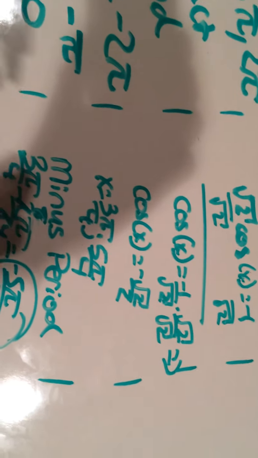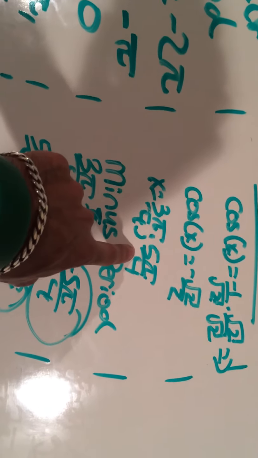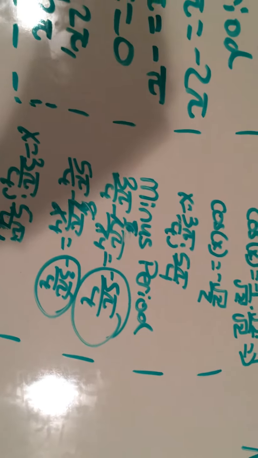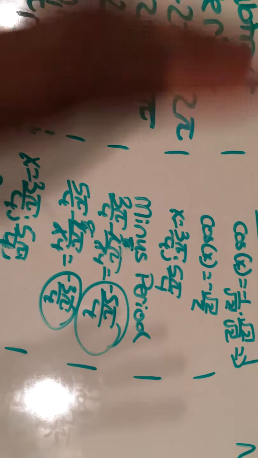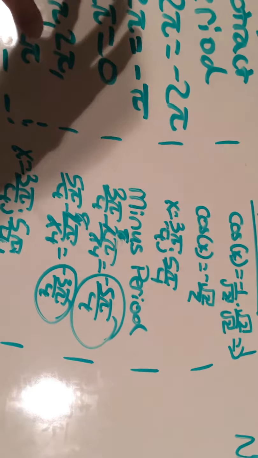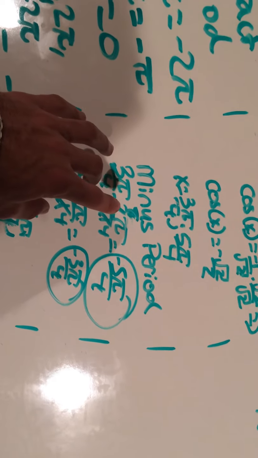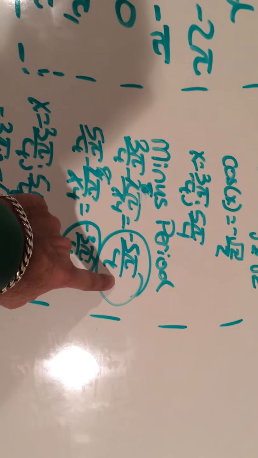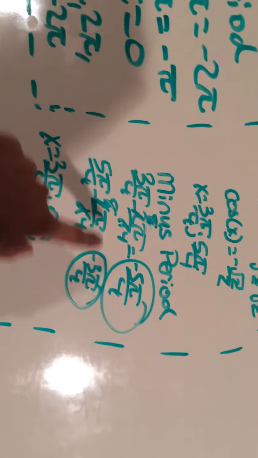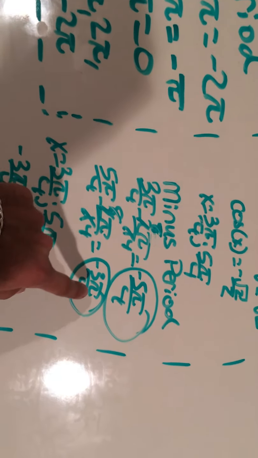So when does cosine equal negative root 2 over 2? Well, of course, that happens at 3 pi over 4 and 5 pi over 4. I now need to subtract out the period to get the solutions from negative 2 pi to 0, just like I did over here before. So 3 pi over 4 minus 2 pi, get a common denominator of 4, gives me negative 5 pi over 4. Do the same thing for the 5 pi over 4 minus 2 pi, common denominator, gives me negative 3 pi over 4.